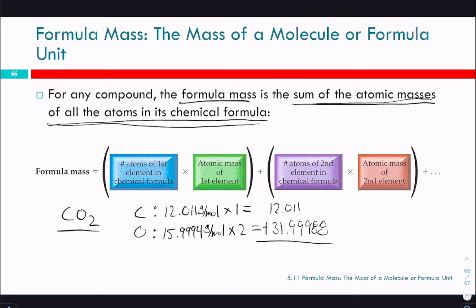So then we just add 31.9988 plus 12.011 for 44.0098 grams per mole. And then we would round this to 3 decimal places, so it'd be 44.010.